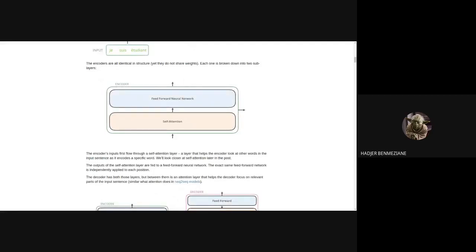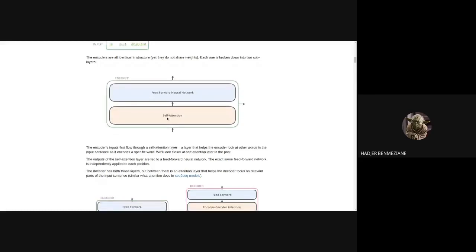The encoder block in the transformer contains a self-attention layer and then a feed-forward neural network. For the feed-forward neural network, I believe you all know what it is. If you don't, please let us know by activating your mic or saying it in the chat. So we have two steps in each encoder layer: the self-attention and then the feed-forward neural network.